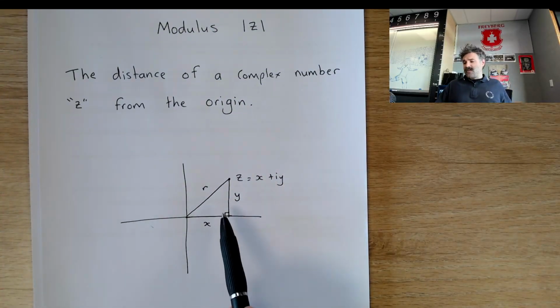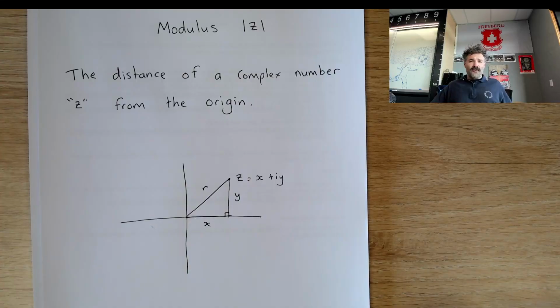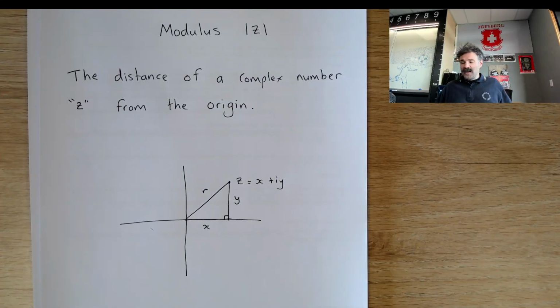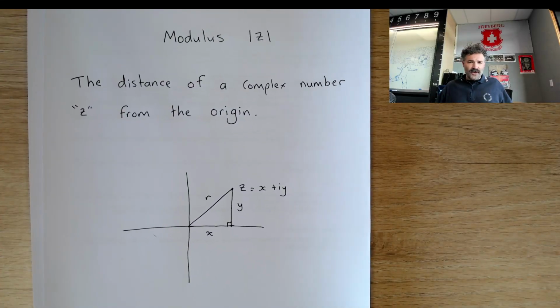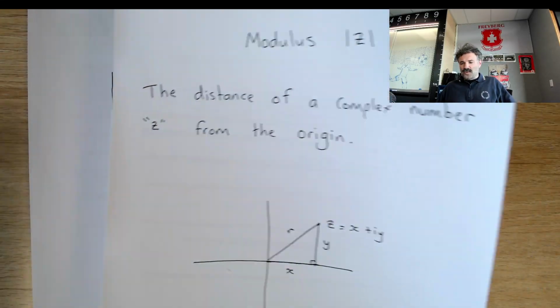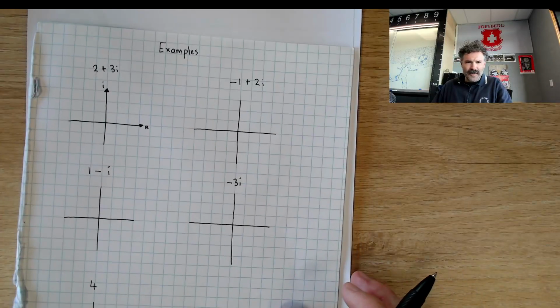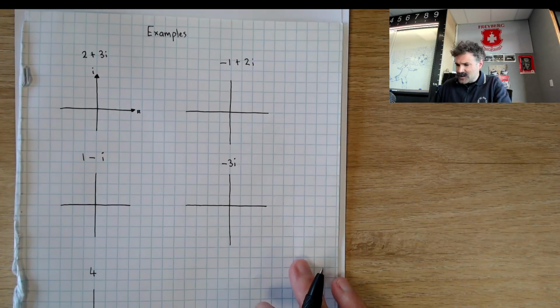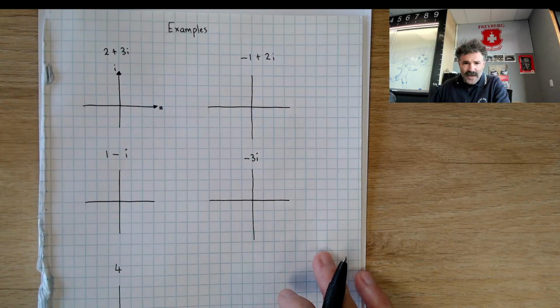Obviously, if you can see a right angle triangle with these three sides, hopefully your brain has already triggered that the formula we're going to be using is Pythagoras. Let's look at some examples real quick. I've set some up. Let's do a few basic examples. How do we calculate the modulus?